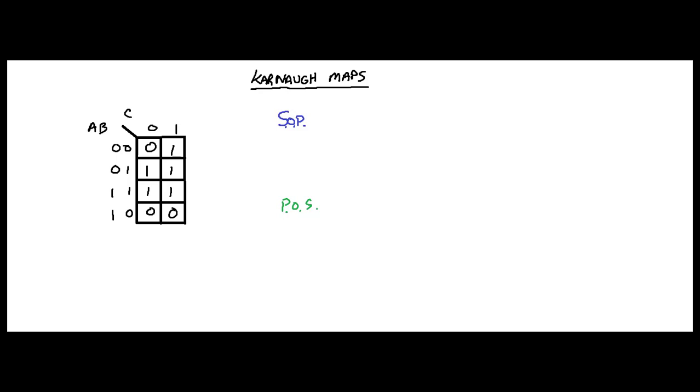Alright, everyone, welcome back. So let's do some grouping here. I'm doing the SOP method, grouping the ones. My eye is drawn first to this big group of ones in the middle, right? Now we have this one left alone over there, don't we?